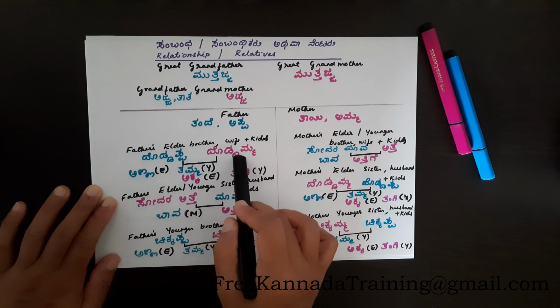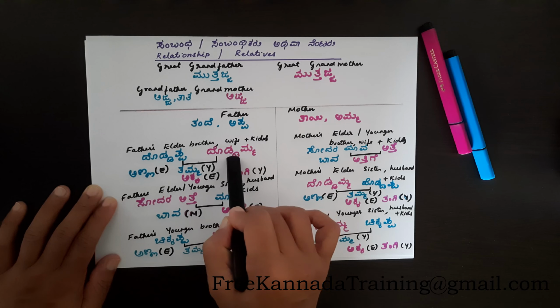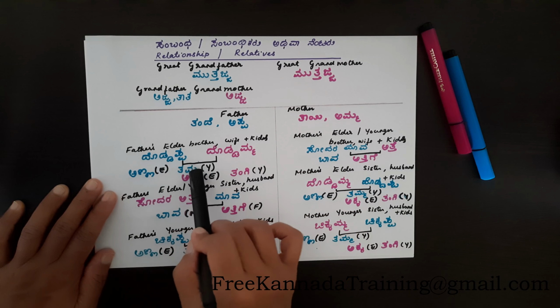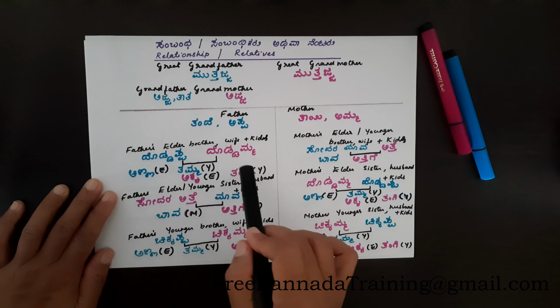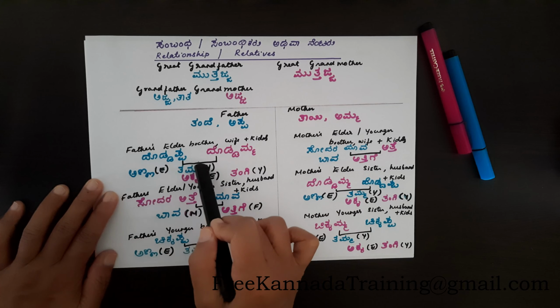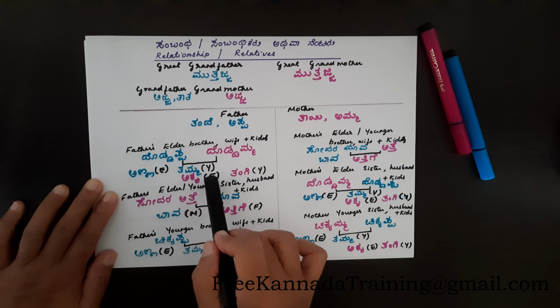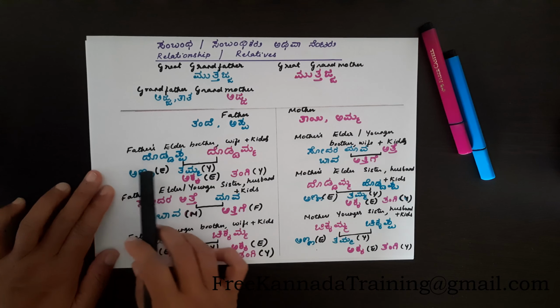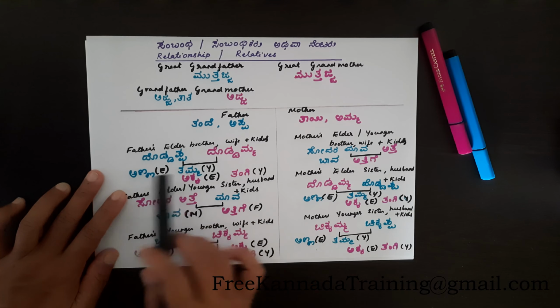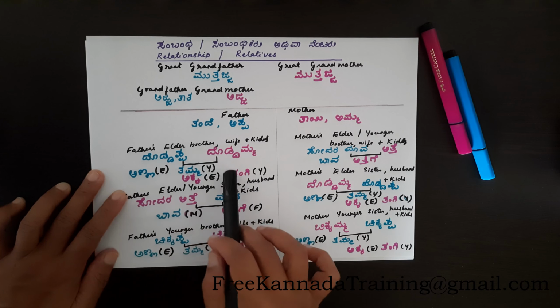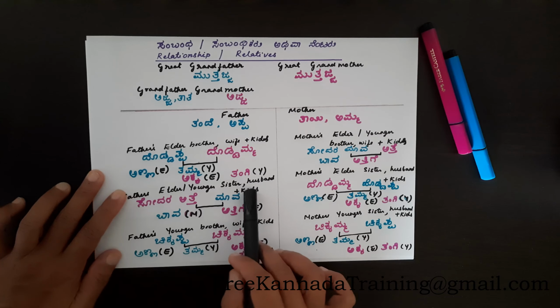Uncle and aunt's kids will be cousins, wherein Doddappa and Doddamma's kids will be Anna, Tamma, Akka, Tangi, like sisters and brothers. So Anna is elder brother, Tamma is younger brother, Akka is elder sister, Tangi is younger sister. In English generally we call them just cousins. In Kannada it differs based on male, female, elder and younger.